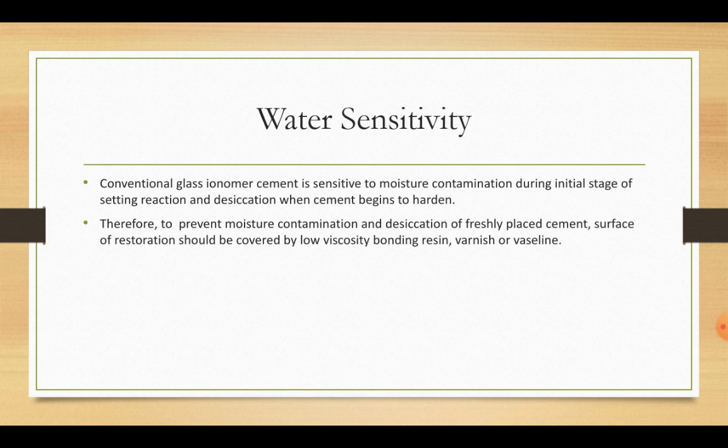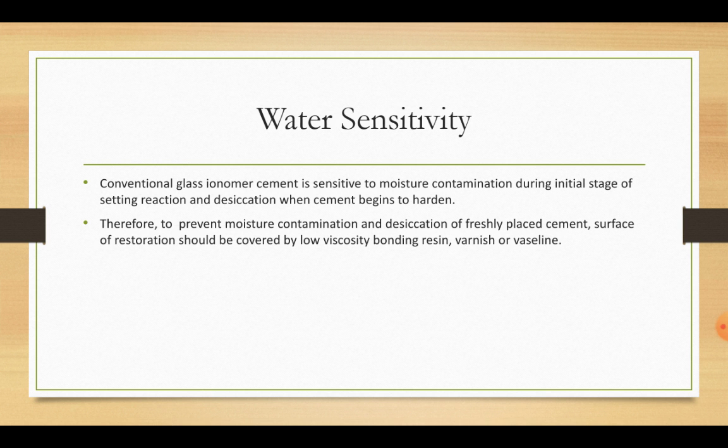Therefore, to prevent moisture contamination and desiccation of freshly placed cement, the surface of the restoration should be covered by a low viscosity bonding resin, varnish or Vaseline. Therefore, after doing a restoration with glass ionomer cement, it is mandatory to protect its surface with the help of a bonding resin, varnish or Vaseline. So, these kinds of surface protecting agents are used to control the give and take of the moisture that happens during the setting reaction.